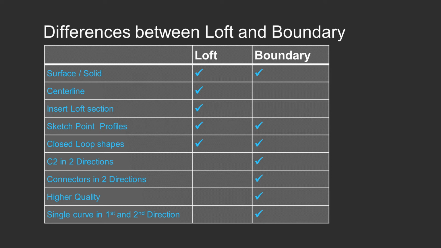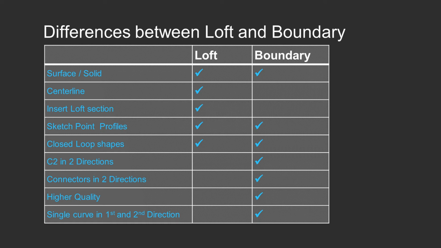Loft can do a center line loft, meaning that you can create a number of loft profiles and then one path between those loft profiles to get a general solution. With Loft, you can also insert a loft section into an existing loft feature. There's a pretty easy workaround with this for boundary in that you can just roll into the boundary surface and then create another sketch and then include it. Loft's insert loft section was a little bit more automatic in doing that.